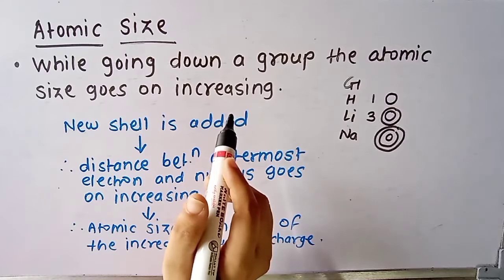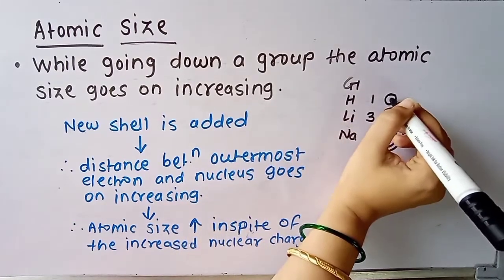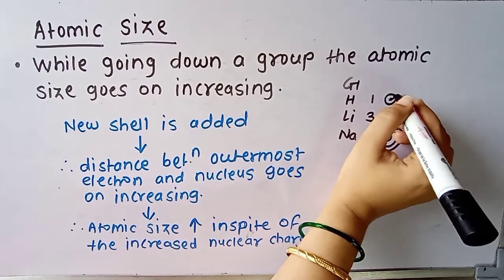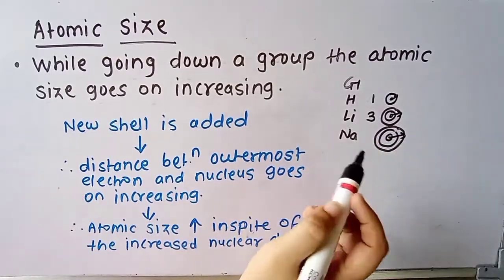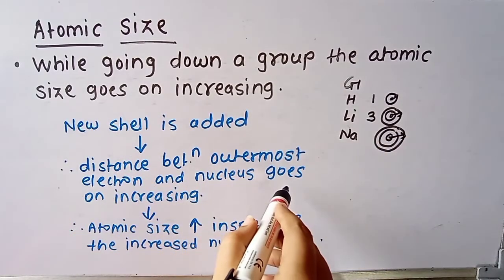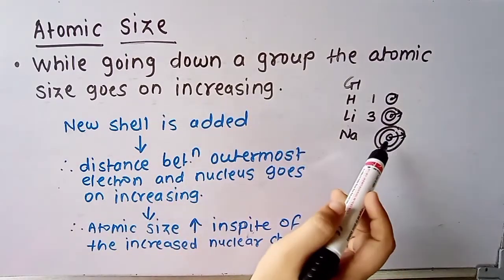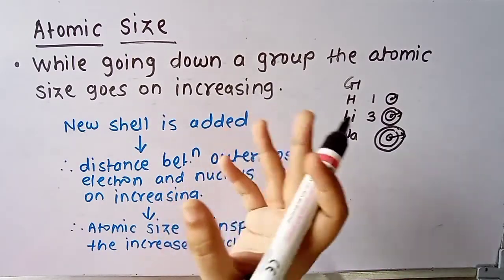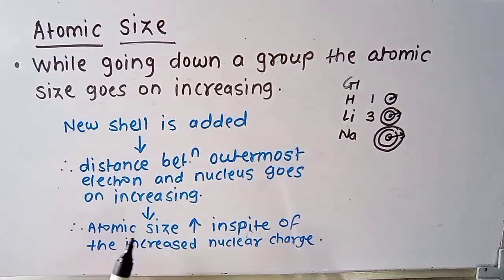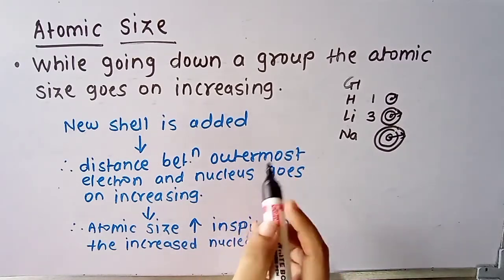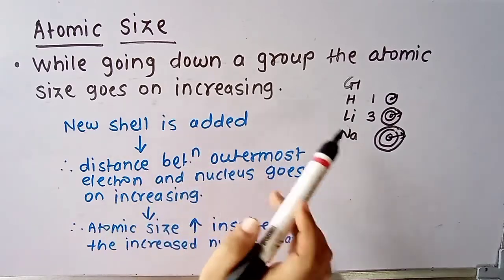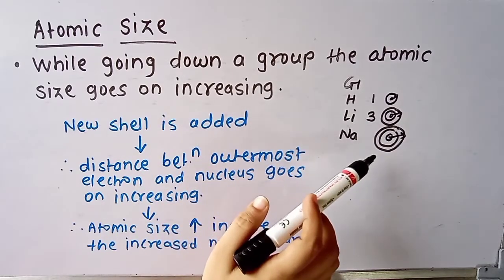Therefore, as a shell gets added, the distance between the nucleus and the outermost electron is increasing, yes or no? So the distance between the outermost electron and the nucleus goes on increasing, so automatically the radius will increase, yes or no? So as a result of this, atomic size increases in spite of the increased nuclear charge. So there is a question in this also: nuclear charge is increasing, yes or no? But why does the atomic size go on increasing?